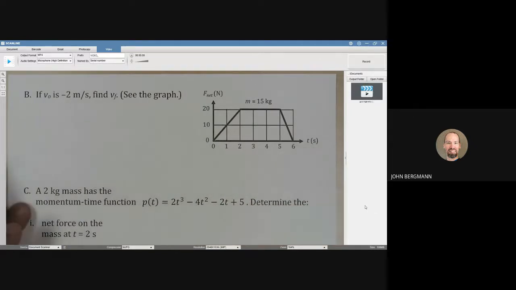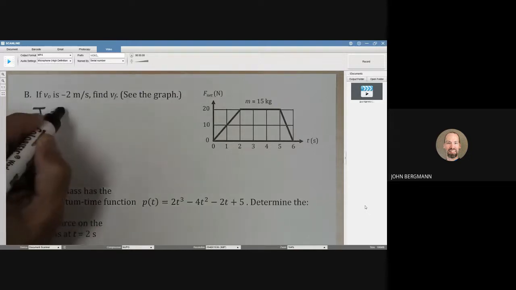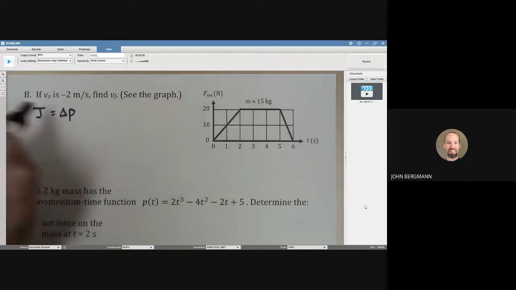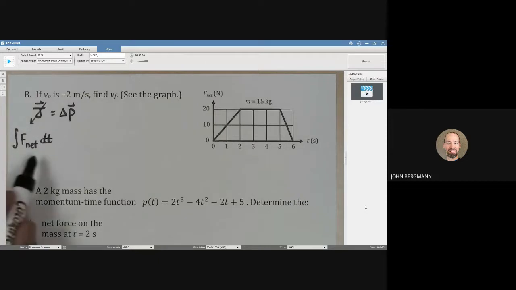And whenever we have force and time, we need to remember that the impulse is equal to the change in momentum. Impulse is symbolized with a J for some reason. Another expression for impulse is the integral of the net force dt. What does that tell us about our situation here? I think, aren't we looking for the area under the graph?